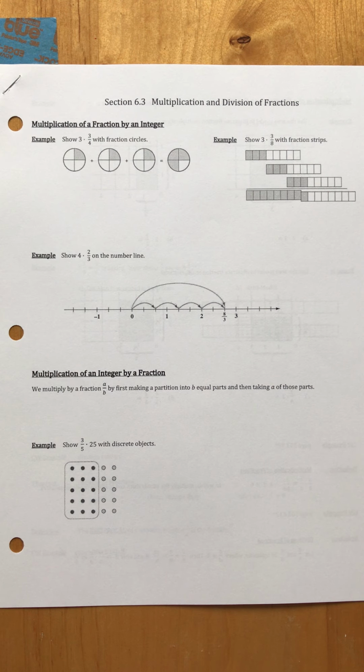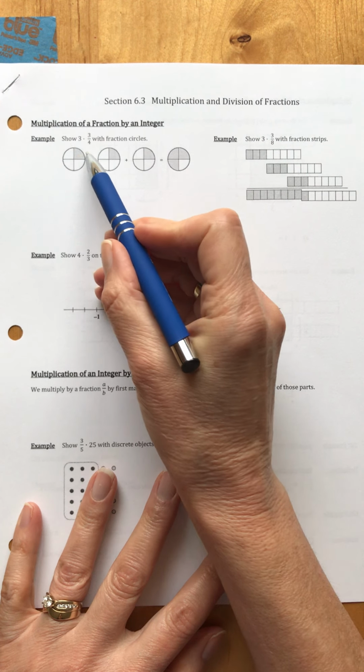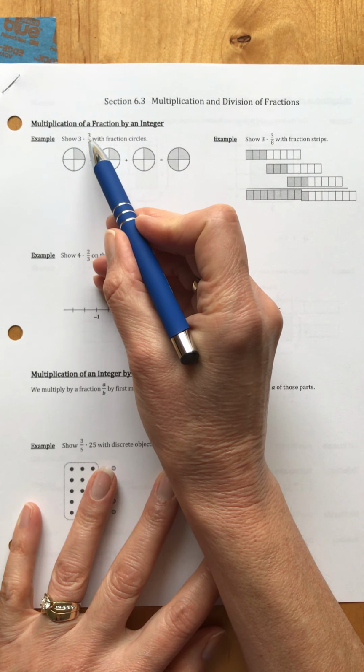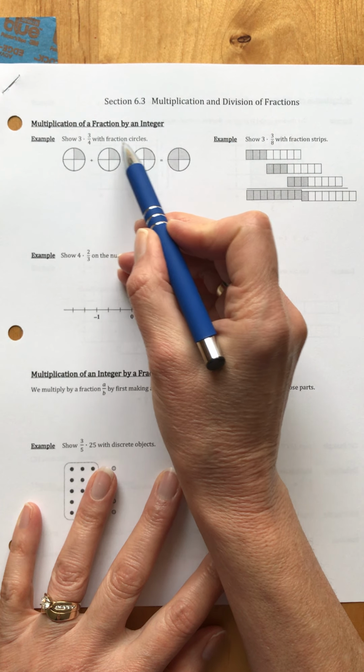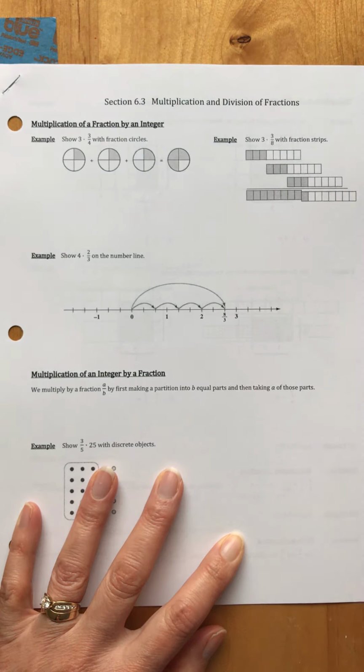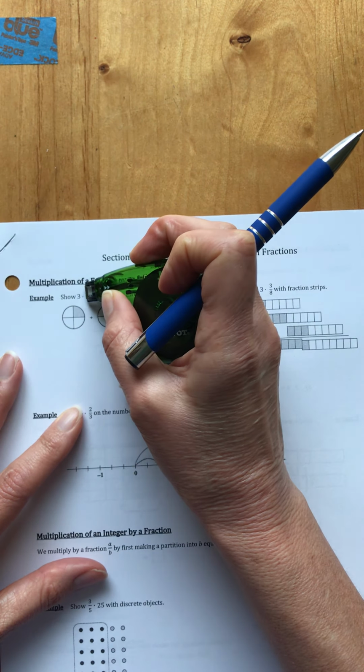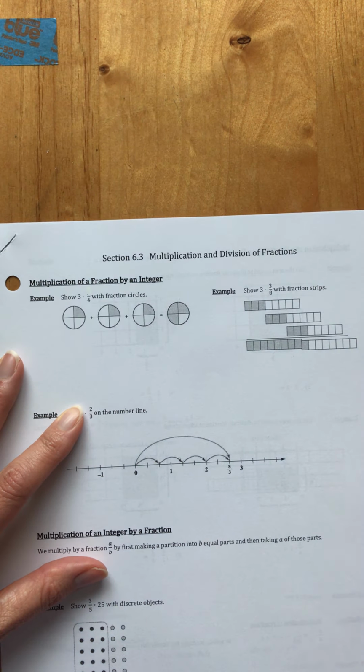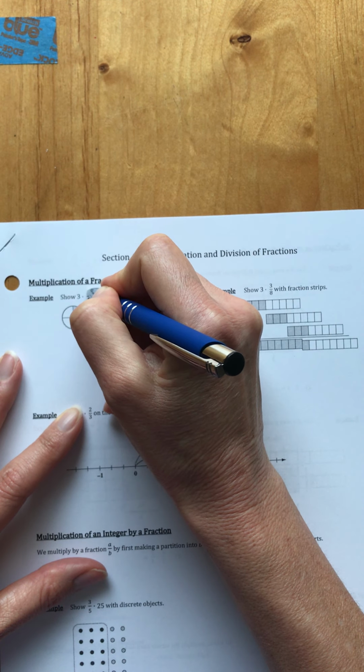This is section 6.3, page 1 on multiplication and division of fractions. So the first problem here asks us to show 3 times 3/4 with fraction circles. All right, when we look at this, we can see that we only have 1/4 shaded. So please go ahead and change this so that it says 1/4.